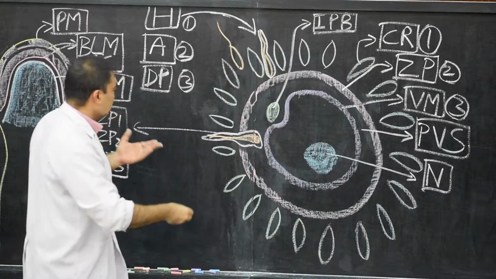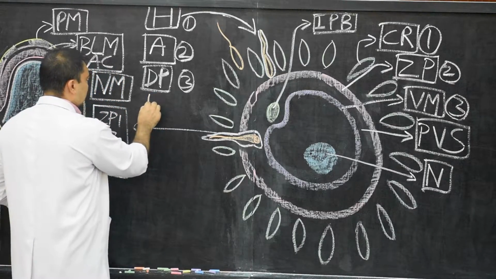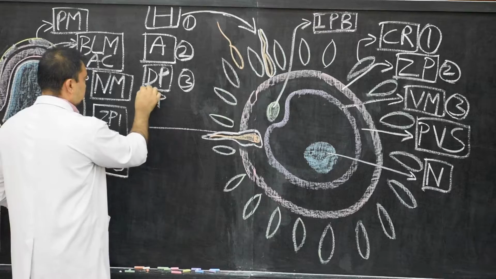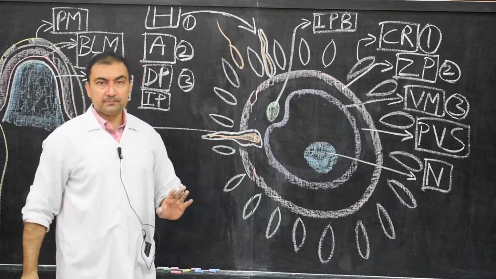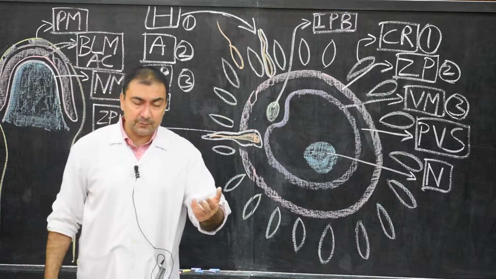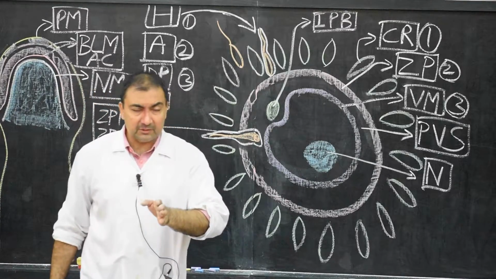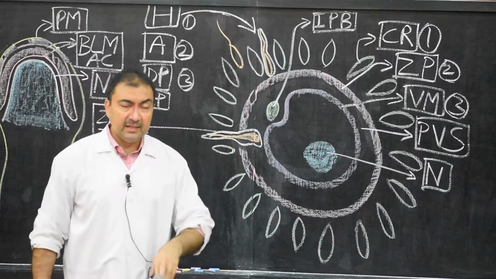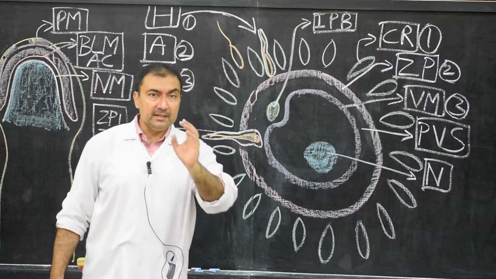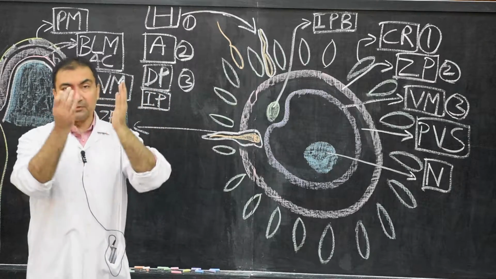And how will it be closed? It will be closed by integrin peptides, which will be released from the same vitelline membrane. So disintegrin peptides released from the head of the spermatozoon will allow the spermatozoon to enter the cytoplasm after crossing the vitelline membrane, and integrin peptides released from the vitelline membrane will close it.